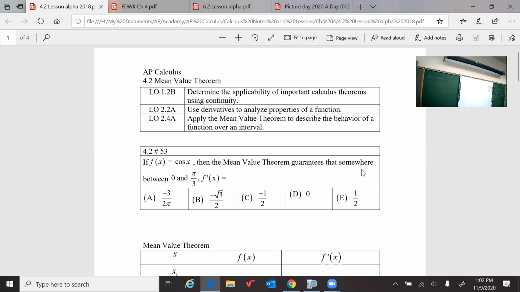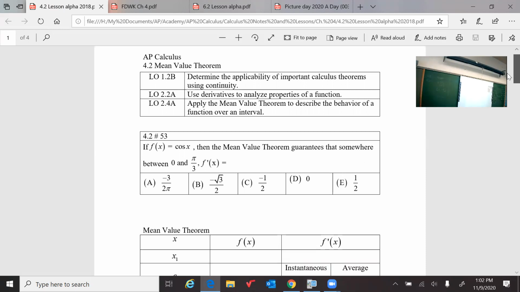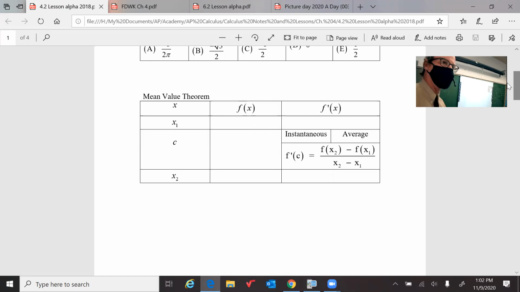I have an analogy for the mean value theorem. Are you interested, or you think my analogies are boring? No one? They are boring? Okay, so here's the analogy.